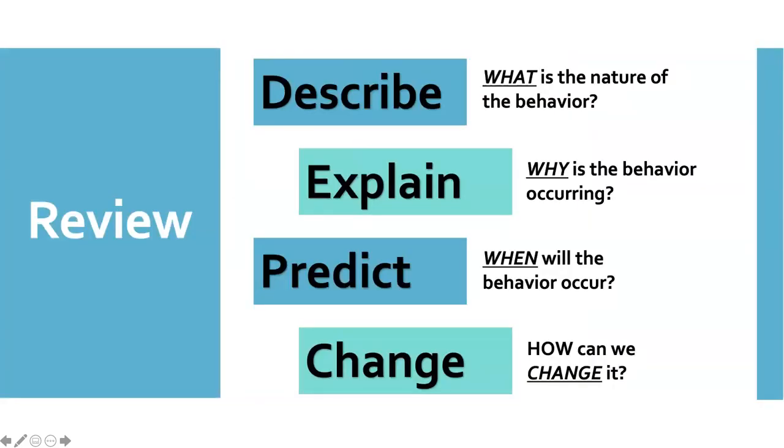Okay, so let's review what we've just been talking about. Remember that the four main goals of psychology are to describe, explain, predict, and change. In the goal of description, we want to describe the nature of the behavior of interest. As for the explanation goal, we want to explain why the behavior is occurring. In the prediction goal, we want to predict when the behavior will occur.